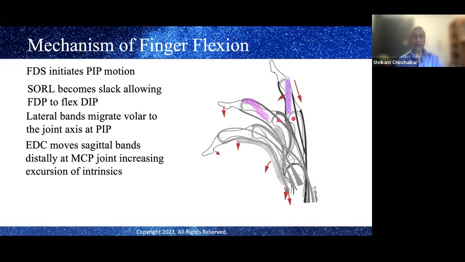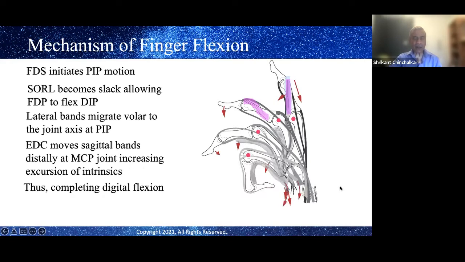Then because of the pull on the intraosseous structure, as the tendons move proximally, your metacarpophalangeal joint starts to flex gradually over time. And this is how we complete the flexion of the whole finger, starting off with the PIP joint, then the DIP joint, and then finally the metacarpophalangeal joint over time.